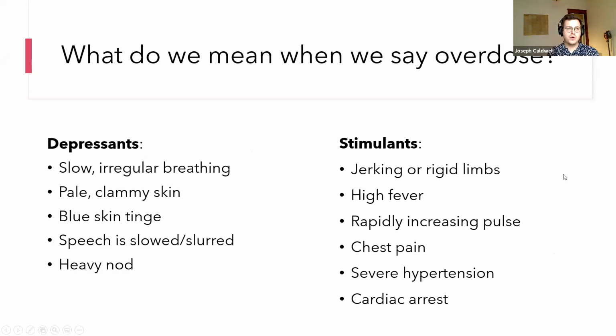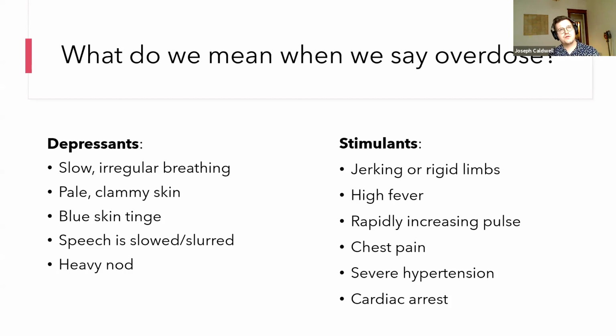And so, interestingly, in the later stage of both of these, the symptoms start looking a little bit more similar, especially if you're talking about confusion or mental capacity at that time, if somebody's ingested too many of these substances. But very generally, if we're talking about depressants, we're looking for slow or irregular breathing, pale or clammy skin. With that, a blue tinge can come, blue or gray, depending on the color of an individual's skin. We also see that speech is heavily slowed or slurred to the point where somebody might not be able to communicate.